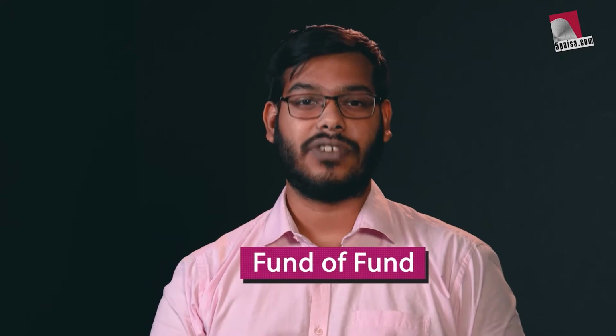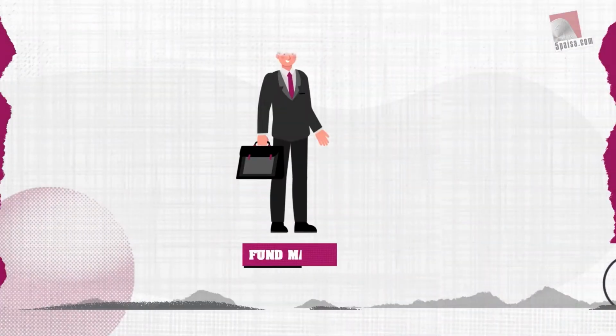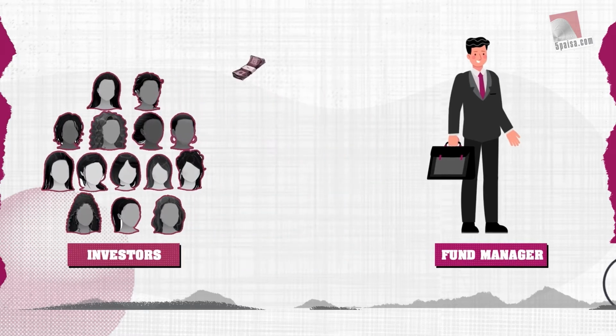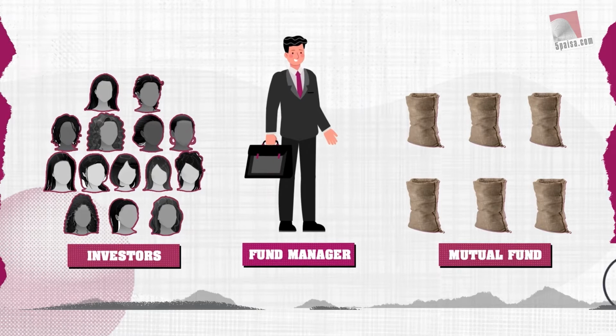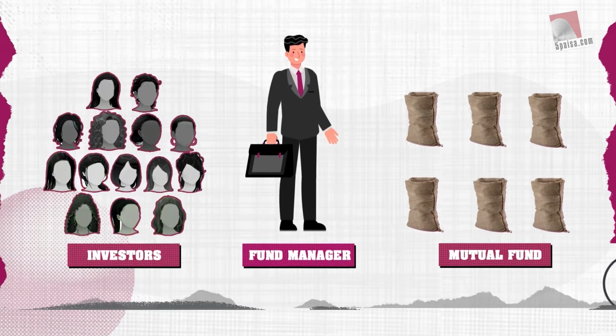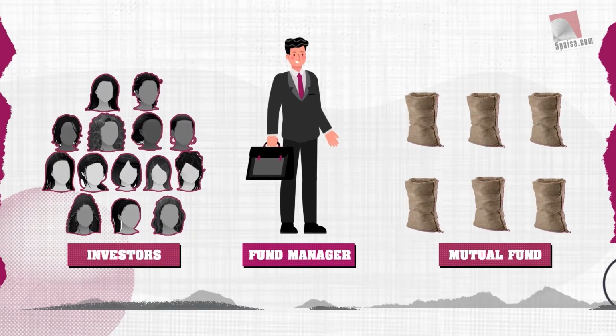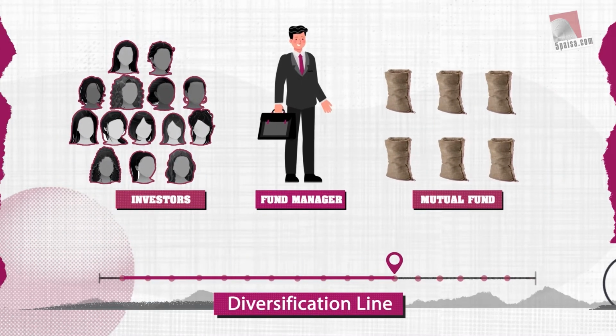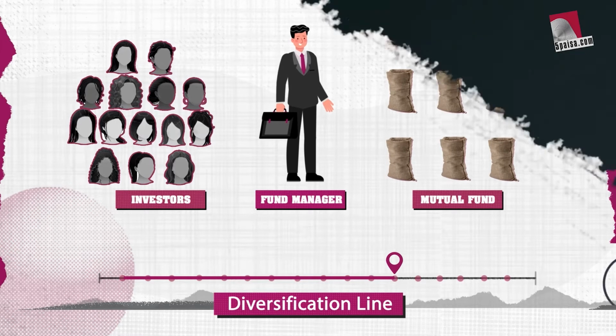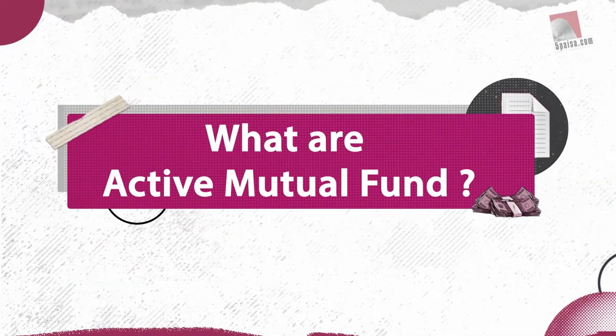The third type of passive fund is a fund of funds. In these types of mutual funds, the fund manager decides to invest the investor's money in different mutual funds or ETFs depending on the investor's profile. And if you invest in fund of funds, the diversification of your portfolio is much higher than an ETF or an index fund. Now, let us look at what are active mutual funds.